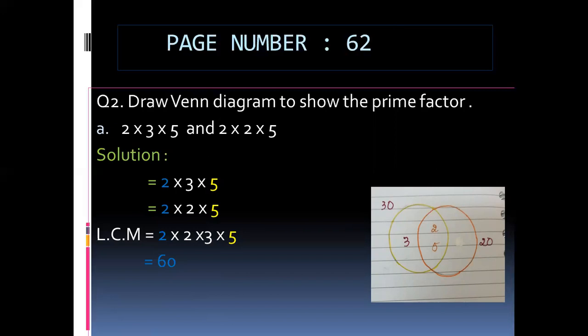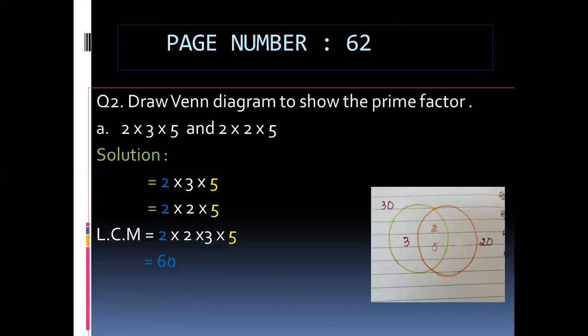Yes, question number 2, using a Venn diagram, show the prime factors. In part A, 2 multiplied by 3 multiplied by 5, and 2 multiplied by 2 multiplied by 5, two sets of prime factors are given. You see that 2 is common and 5 is common in these two sets of prime factors. I draw the Venn diagram for you. In the common portion, the two circles coincide with each other. I write 2 and 5 in the common portion because they are the two common numbers.